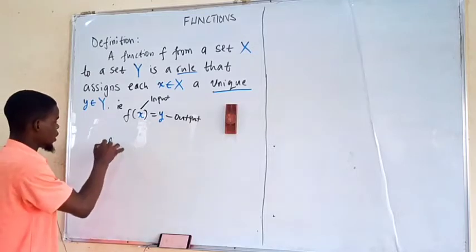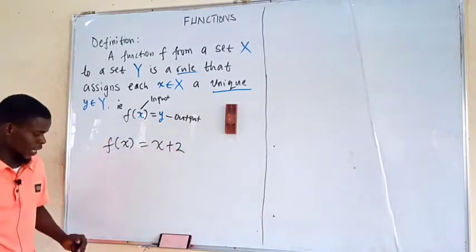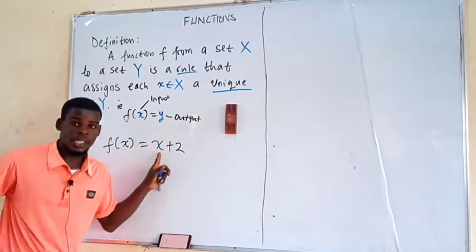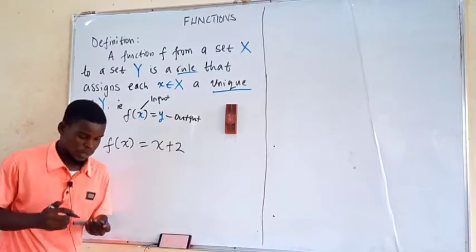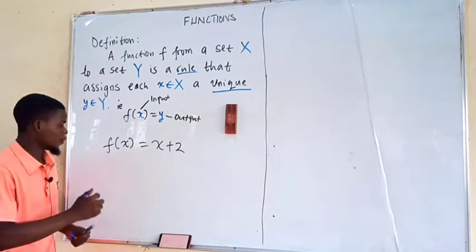Let's say f acts on x and adds 2 to x. So f is a rule that when you give it a certain thing called x, it will add 2 to that thing that you gave to it. Great. So let's put in something. Let's say we plug 2 into f.